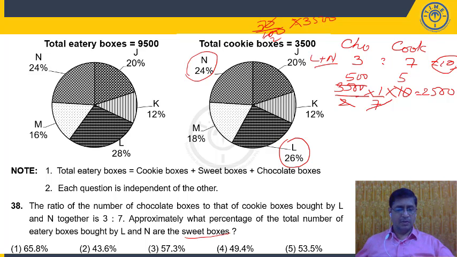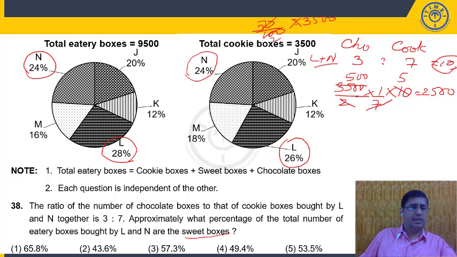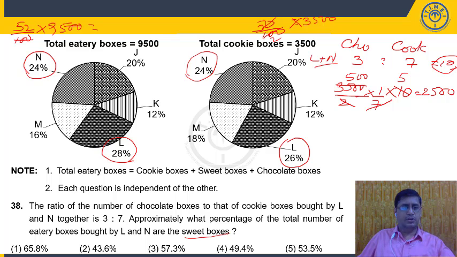Now what is it saying here? What we need to find: sweet boxes are approximately what percentage of the total number? First of all, find the total eatery boxes bought by L and N. L 28, N 24. 24 plus 28 means 52%. So 52% of 9500. The zeros we can cancel. Now the product of these two values is equal to 4940.